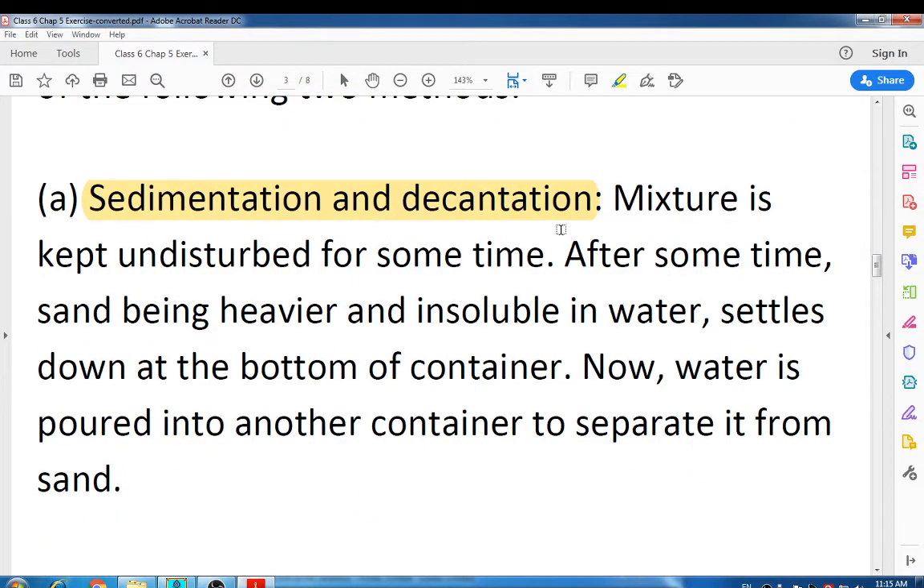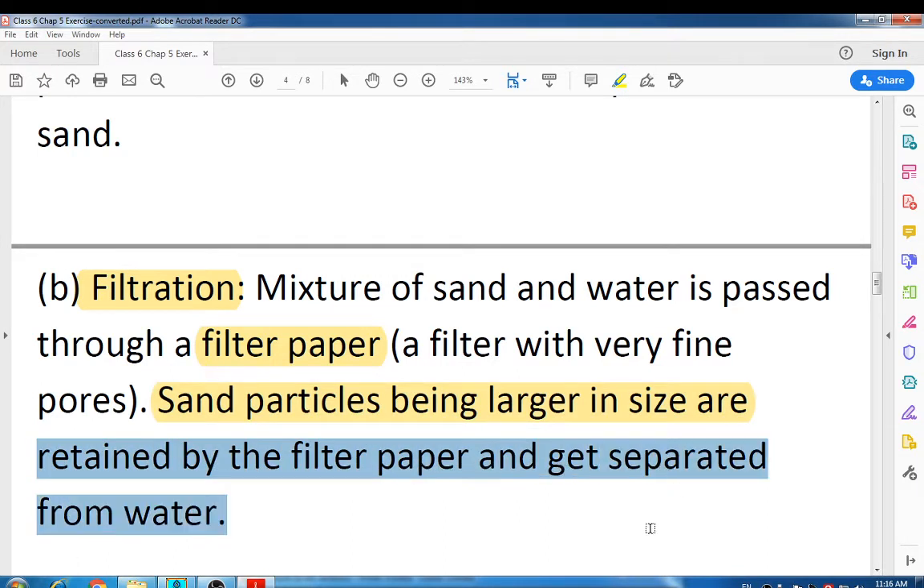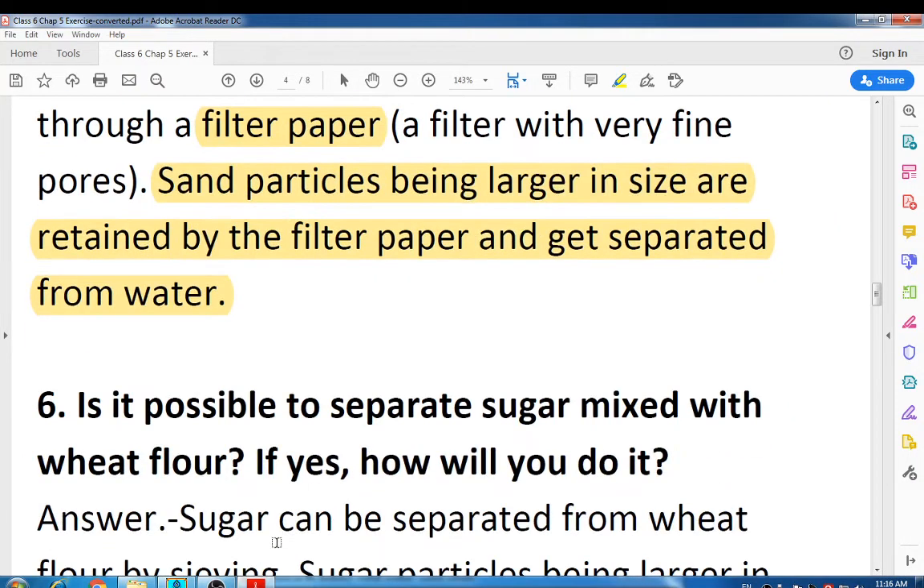So in sedimentation and decantation, we take the sand and water mixture and allow it to settle down. Okay, sand is settled down, and with the help of the decantation process we will separate out the upper part, okay, that is water. And in filtration, with the help of filter paper, sand particles are larger in size, so they are retained by the filter paper and the water is separated out. Understood both processes? Yes.